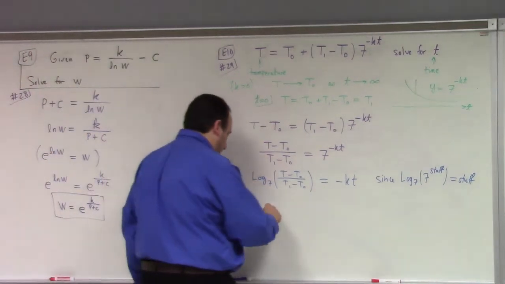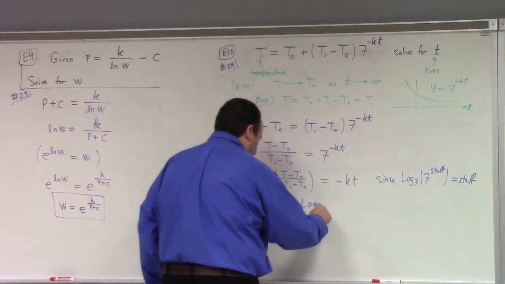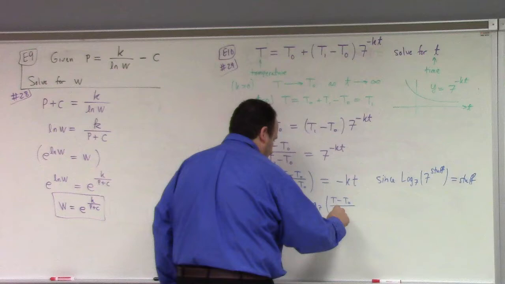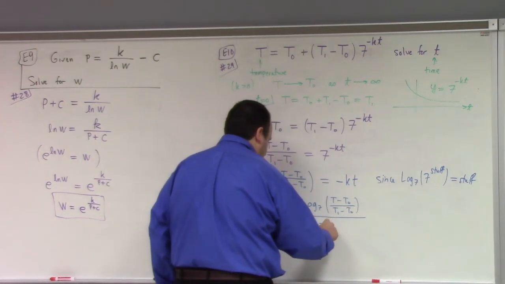So little t is equal to log base 7 of (T minus T naught over T1 minus T naught), all divided by minus k.